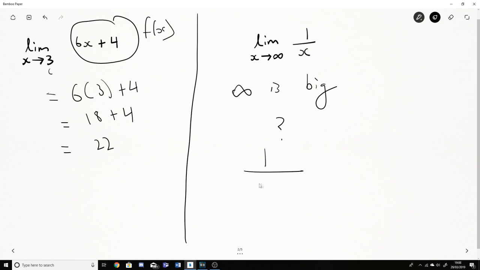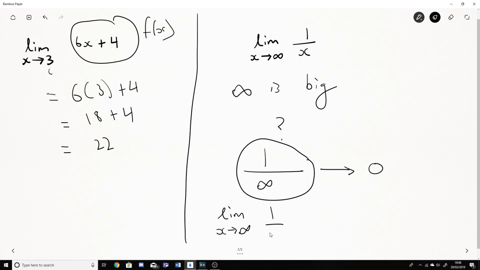And we are saying x is approaching infinity. And infinity is massive. Infinity is huge. So this is getting smaller and smaller and smaller. Eventually it's going to go to the smallest number, which is 0. So we can confidently say the limit as x approaches infinity of 1 on x equals 0.